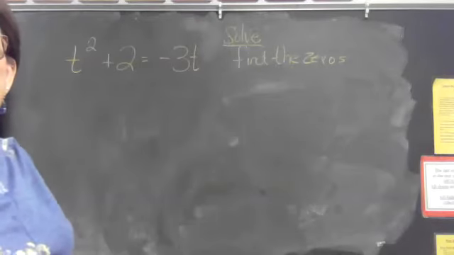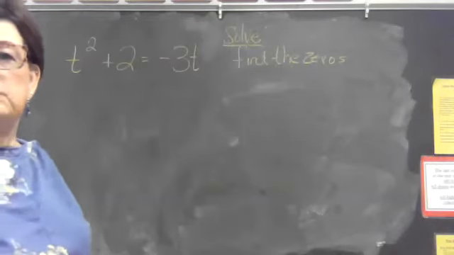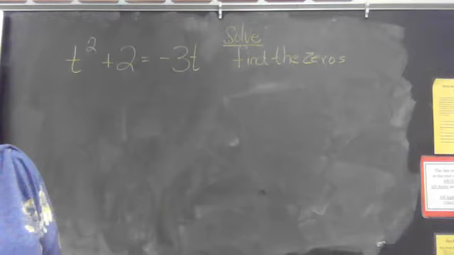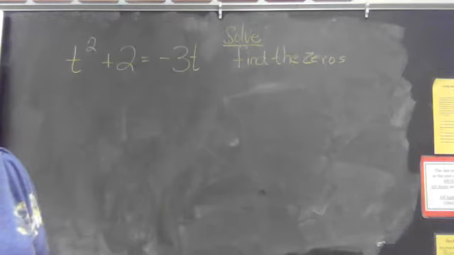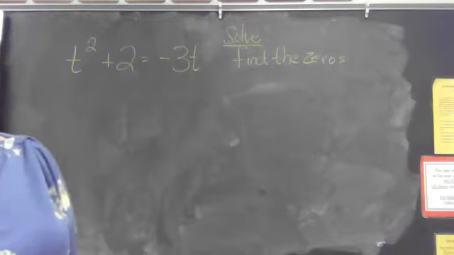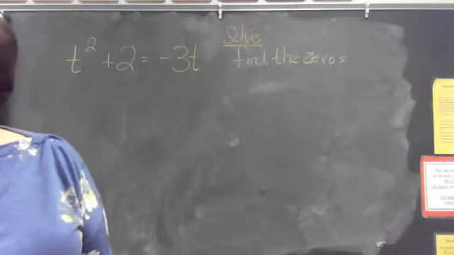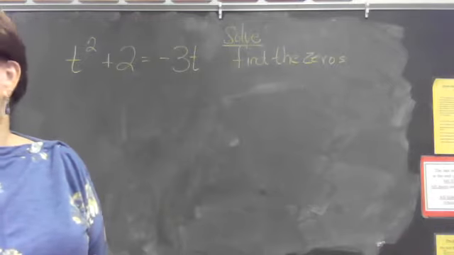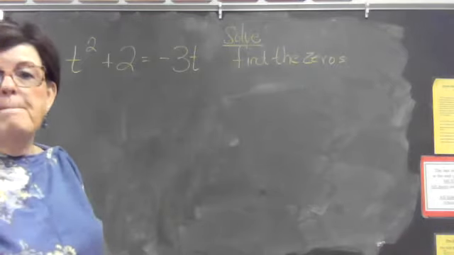Okay, we're going to do a little review today. I want you to solve this quadratic equation. When they say solve, they want you to find the zeros. And we found out that finding the zeros means the place on the x-axis where the parabola crosses, okay?